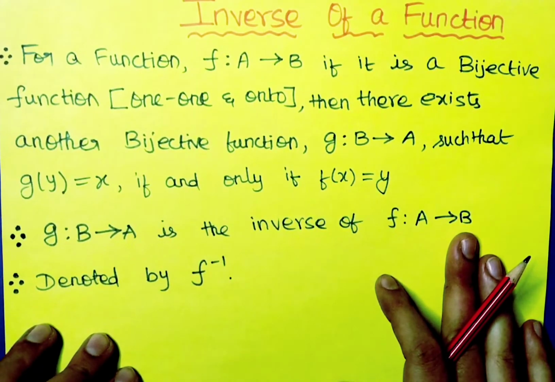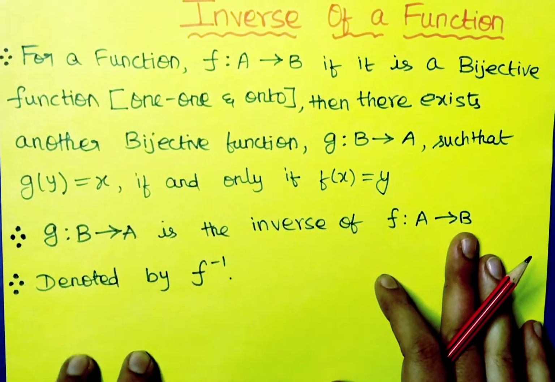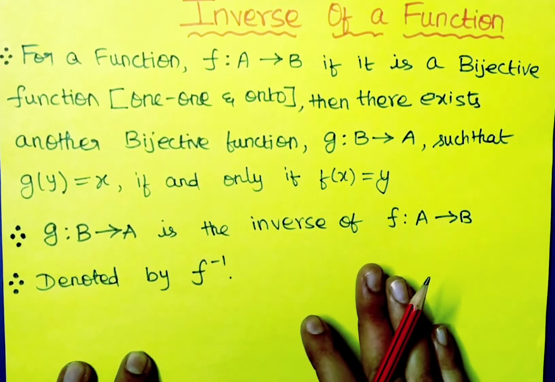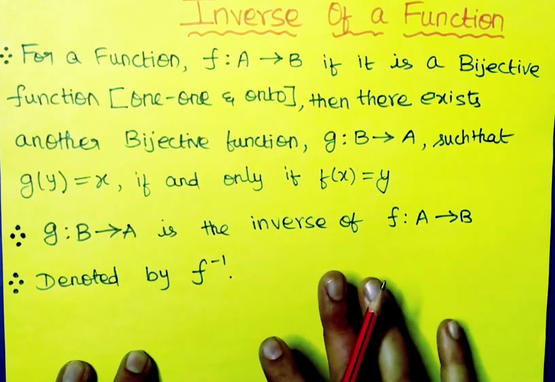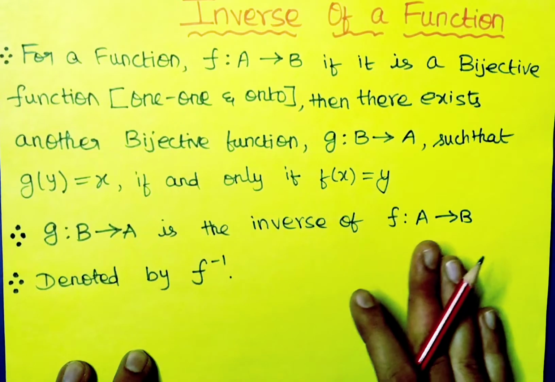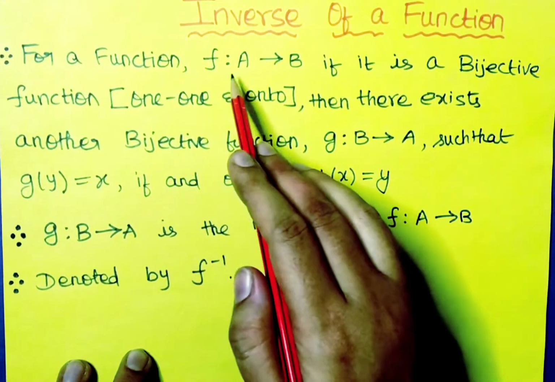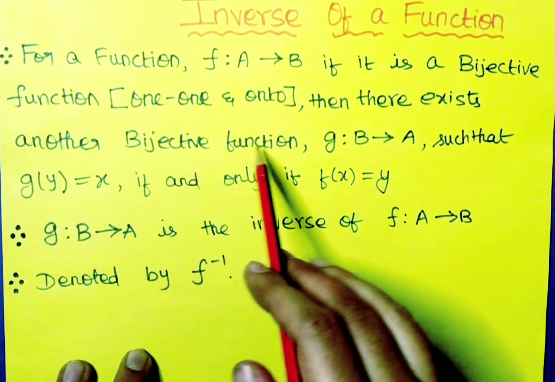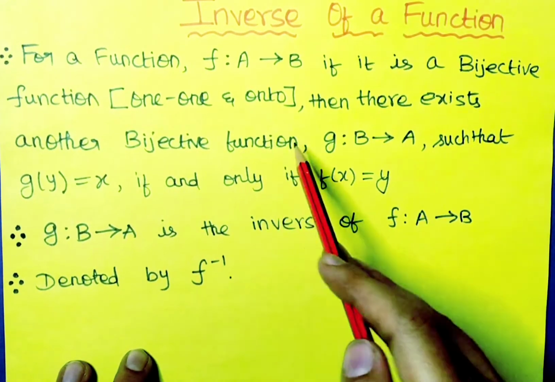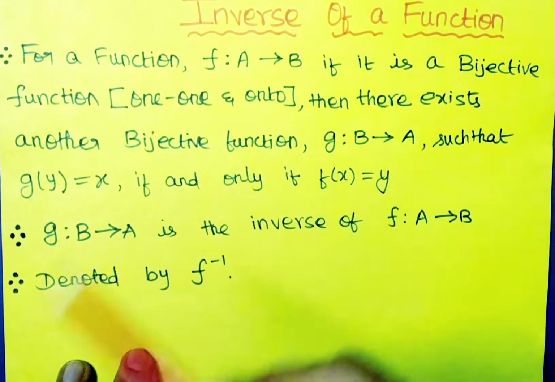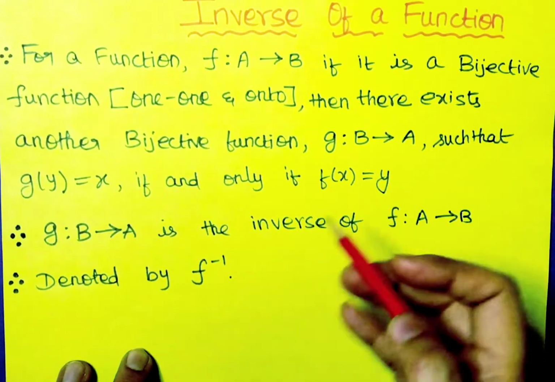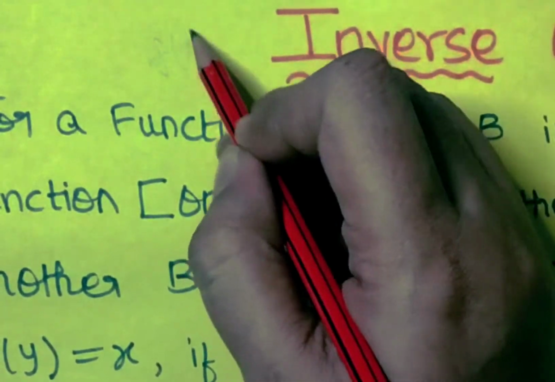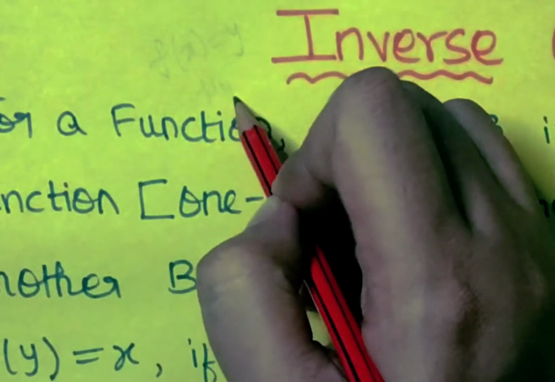Now we have the main topic, inverse of a function. When a function is both 1 to 1 and onto, we say it is a bijective function. If a function is bijective, then we say the inverse exists. For a function f from A to B, if it is bijective, that is 1 to 1 and onto, then there exists another bijective function, that is the inverse, the reverse way, from the image mirror point of view, from B to A, such that for the function we write f of x is equal to y, and the reverse way, f of y is equal to x.